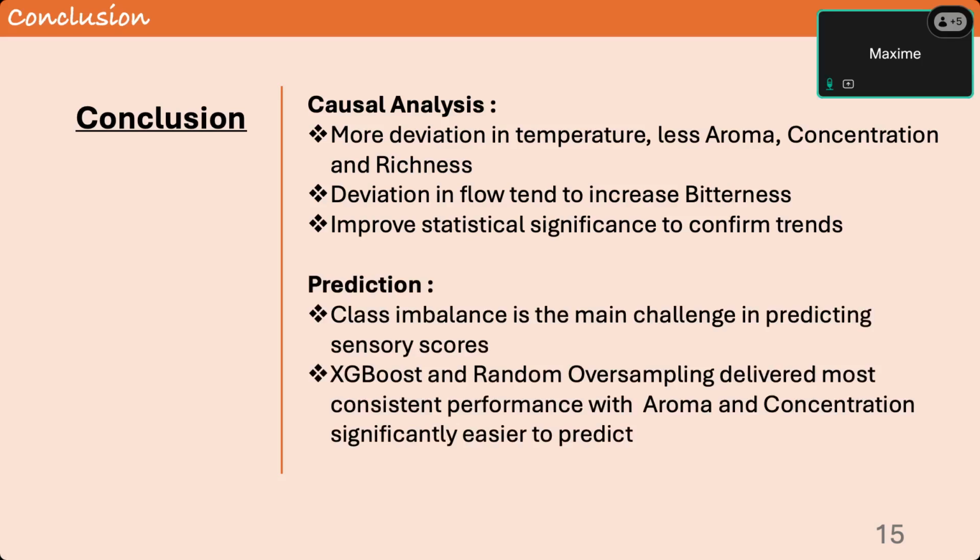And regarding the prediction, class imbalance is the main challenge of our prediction task. XGBoost and also random oversampling are delivering the most consistent results, with aroma and concentration being more easily predicted compared to the other features.